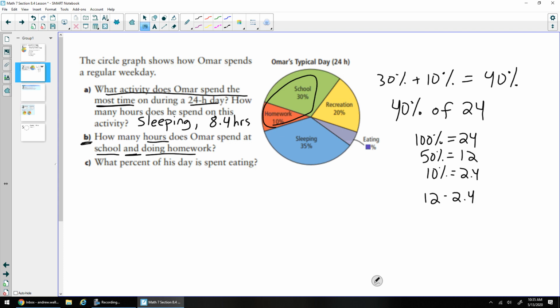So I could go 12 hours minus 2.4 hours. Whoa, my speaker did something weird. 12 hours minus 2.4. Well, 12 minus 2 is 10, minus 0.4 is going to give me 9.6. So 9.6 hours is how much he's doing school and homework. Ooh, that's a lot of a day. So that's one way. I just did that mentally. I didn't pull out a calculator to multiply by decimals or anything. We did go over this earlier in the year, so maybe you remember that. Just trying to refresh your brain with some of this stuff.